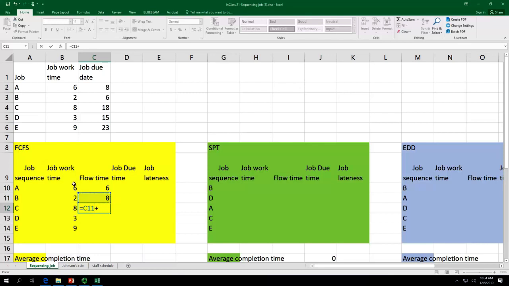So C continues to work. Of course D is waiting as well. D has to wait for A, B, C to finish and then start D. So the total flow time equals this, and the total processing time here is this.